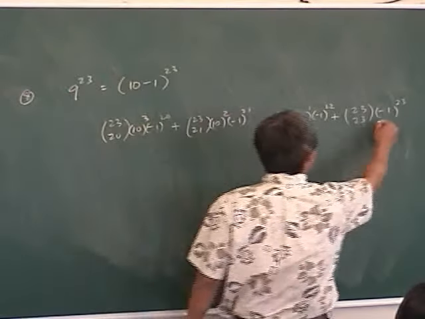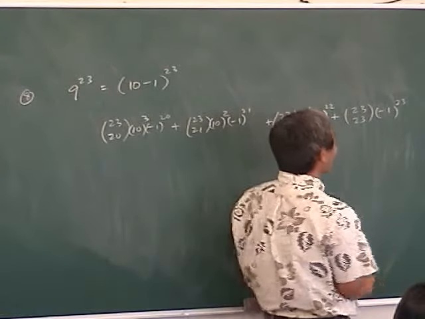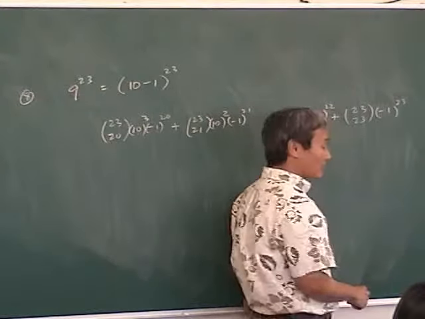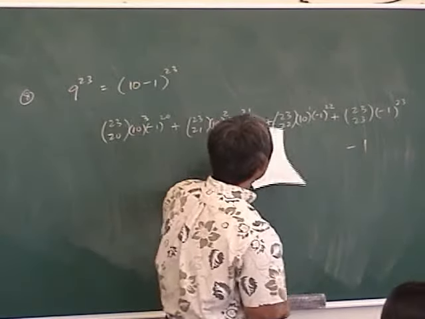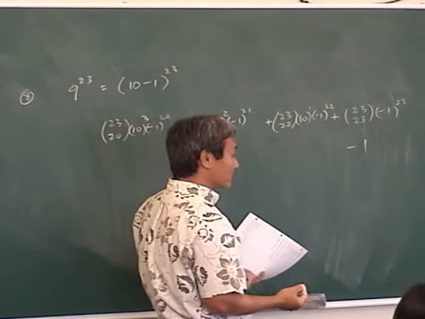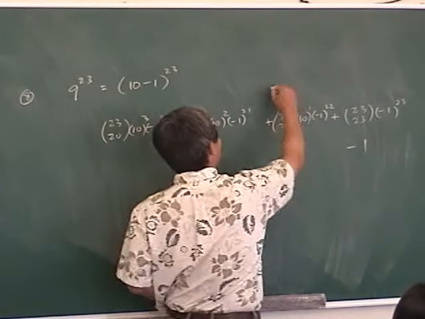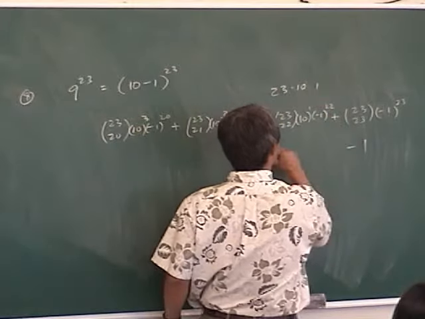Okay, I'll do this one then. 23 choose 23 is the same thing as 23 choose 0, which is just 1. And so what's negative 1 to the 23rd? Negative 1. Okay, that one was easy. 23 choose 22 is the same thing as 23 choose 1, which is 23 times 10 times 1. That's 230.